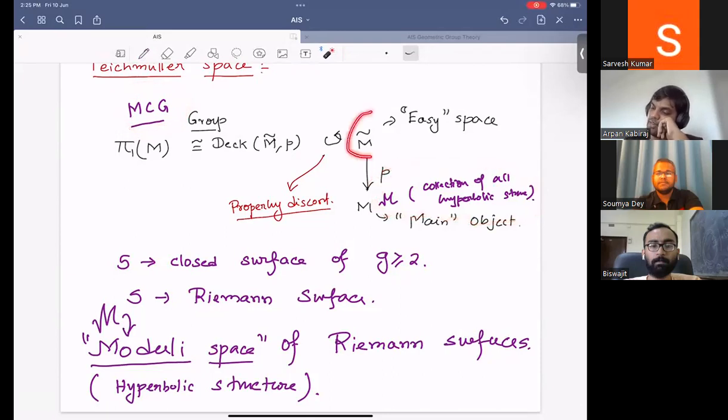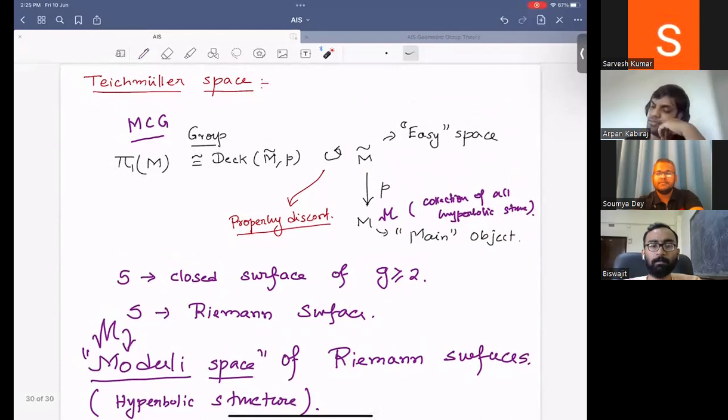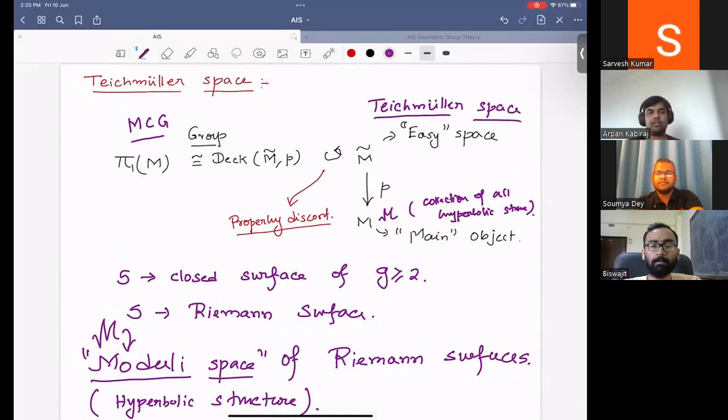So now the only thing left is the easy space, which is simply connected, which has all the easy properties. Easy is relative, easy in a relative sense. And this is our main character today. This is the Teichmüller space. So this is one of the many reasons to study Teichmüller space.